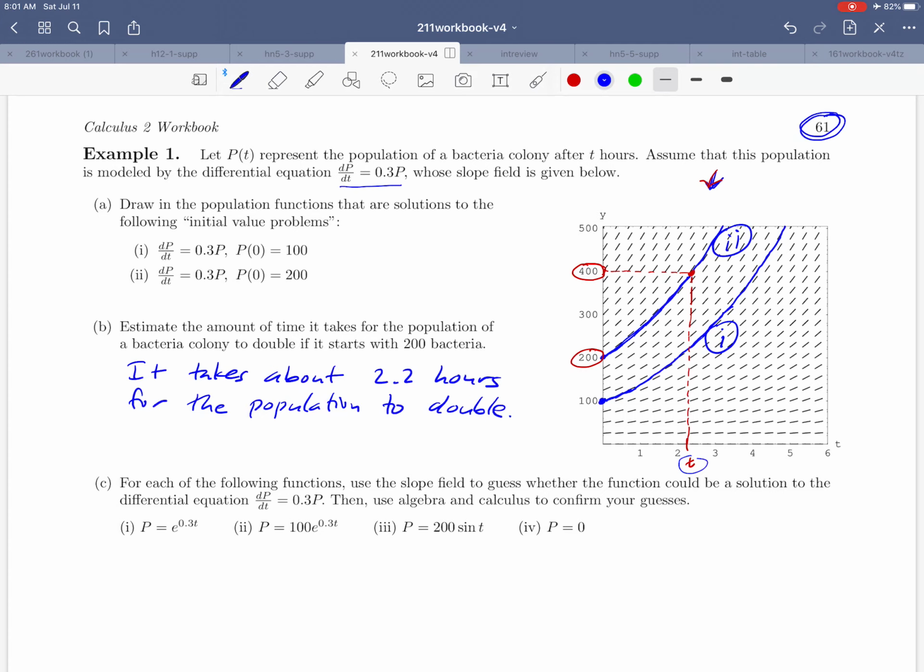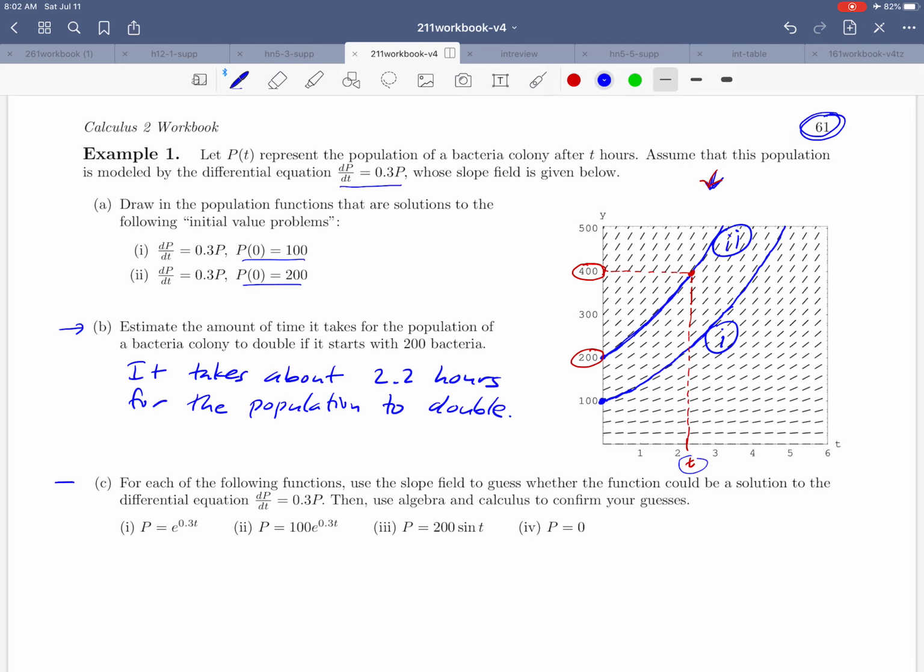The idea of what we did so far is that we took a couple of initial conditions and drew in solution curves, but they were very approximate. They told us, roughly speaking, how the population is increasing. What would be really nice is if we could find formulas for those curves. That would make calculations like what we did in part B more accurate. We had to really estimate the doubling time of this population. If we had a formula for those curves, we could be a lot more accurate in our estimates.